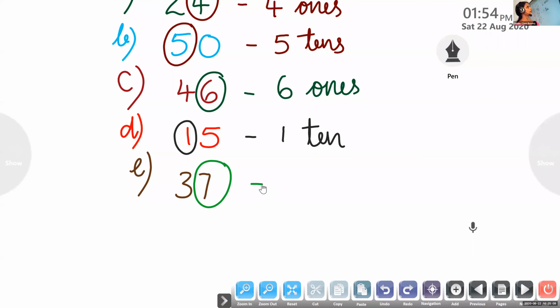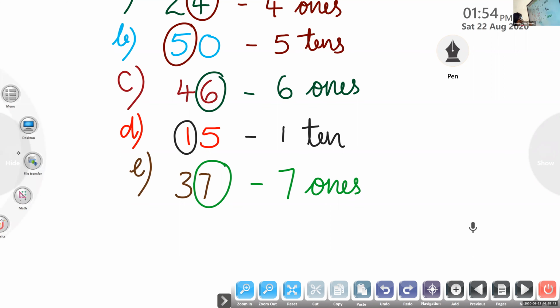Okay. Now let me ask Karthik. Karthik, tell me the answer. What is the answer? It is 7. 7 ones. The answer is 7 ones.